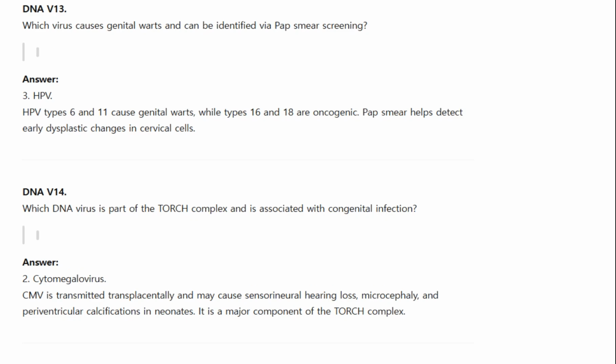Which DNA virus is part of the TORCH complex and is associated with congenital infection? Answer: cytomegalovirus. CMV is transmitted transplacentally and may cause sensorineural hearing loss, microcephaly, and periventricular calcifications in neonates. It is a major component of the TORCH complex.